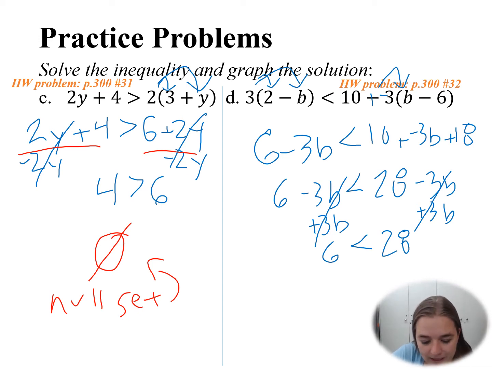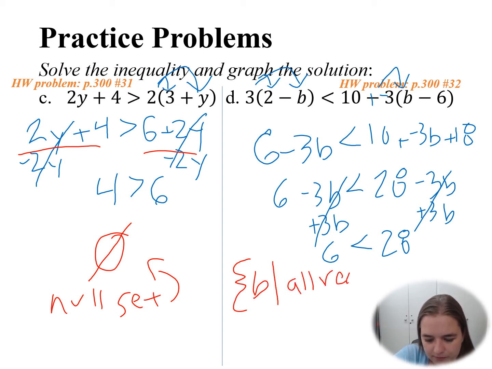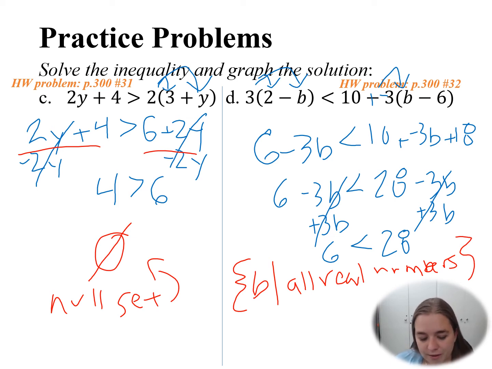To show that, I can write that b, my variable here, oops, let's change colors so we have our answer in red like on the other one. I'm going to use that idea of the set builder notation that I talked about. I'm going to do the wiggly thing. b is all real numbers. So my solution set includes all real numbers.